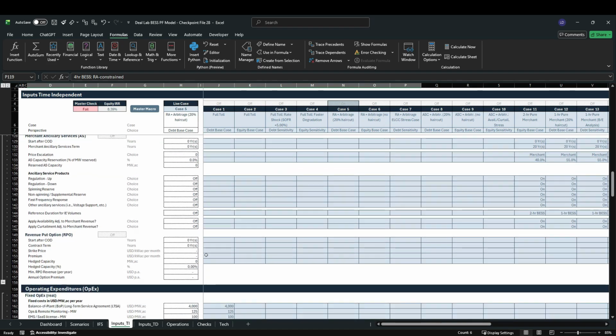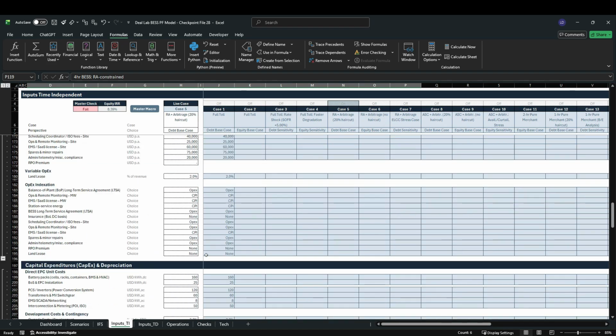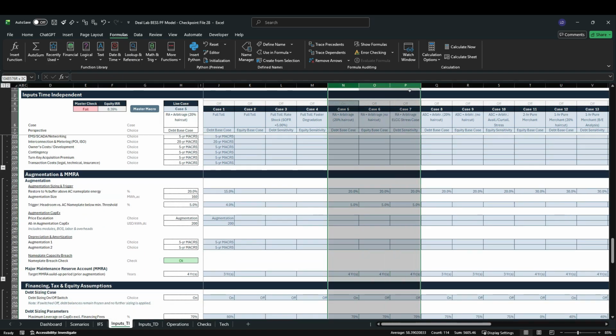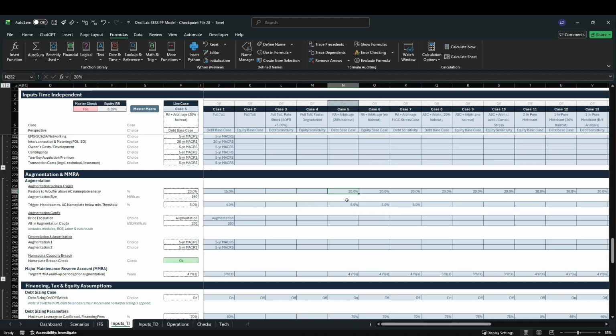Okay, that's for the revenues. Then we can scroll down further. You will notice that for our augmentation, now we do actually restore 20% of our initial capacity as buffer. And the headroom trigger is now also at 5%. And that is due to the accelerated degradation that we have seen in our inputs time dependent sheet. That just essentially means that we have to now augment our battery more often, and we have to install more capacity to maintain our minimum megawatts AC at the point of interconnection for the full 20 years.